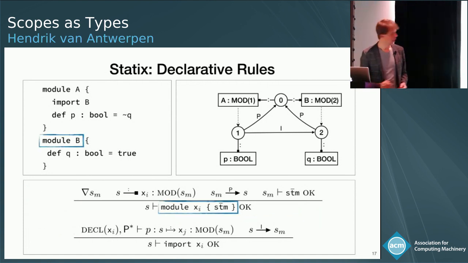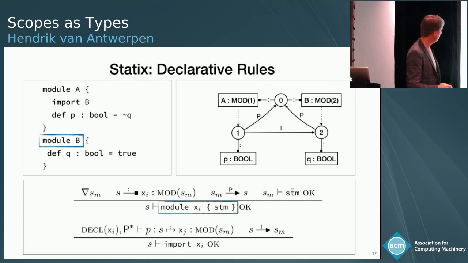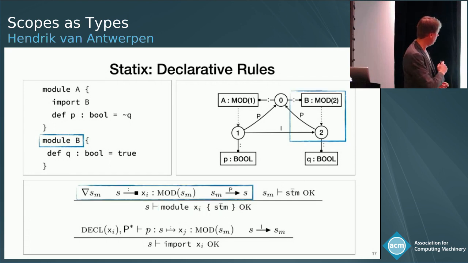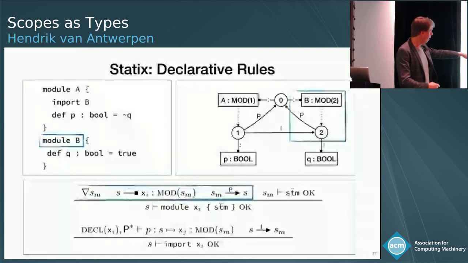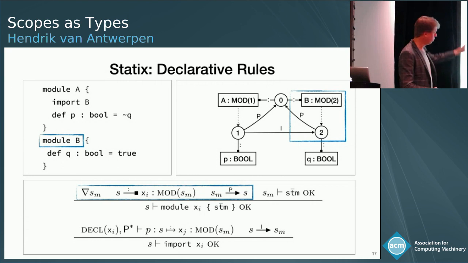So let's spell this out a little bit more in detail. If we look at module B, then we have the rule for modules over there. Basically this bit here states that there is a scope, called SM in this rule, which is particular to this module. This upside down triangle here indicates that the module in a sense is the owner of the scope, so it cannot be the same scope in the model as the scopes that belong to other modules.